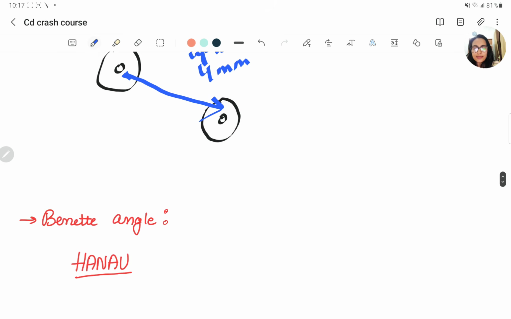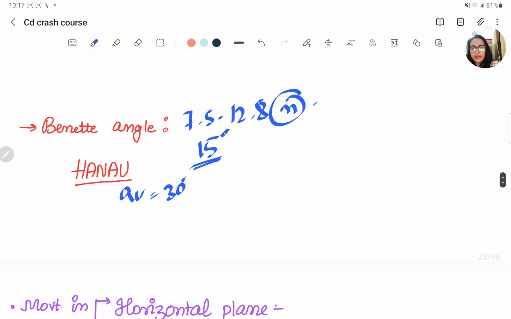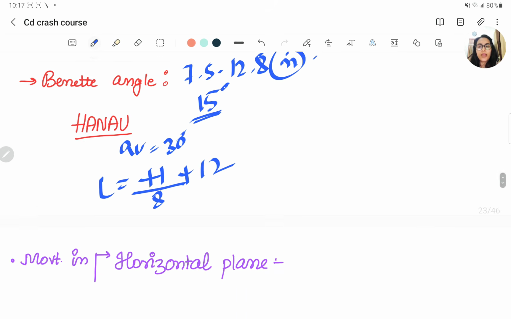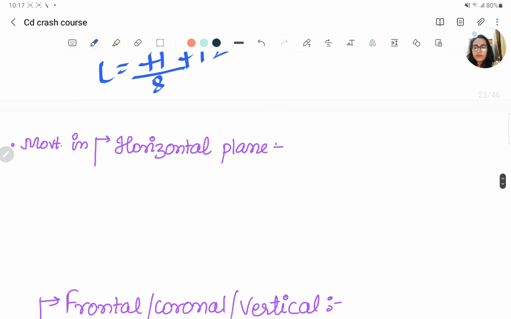Bennett angle is generally 7.5 to 12.8 degrees in normal individuals. In articulator we keep 14 degrees, but in Hanau the average is 30 degrees. And how do we calculate Bennett angle in the Hanau articulator? With the formula L = H/8 + 12. That is how we calculate the Bennett angle in Hanau articulator.